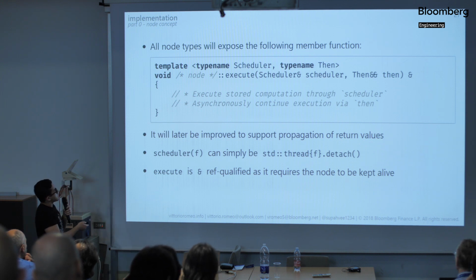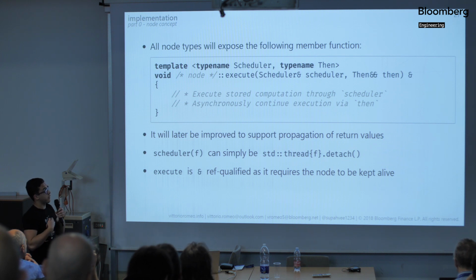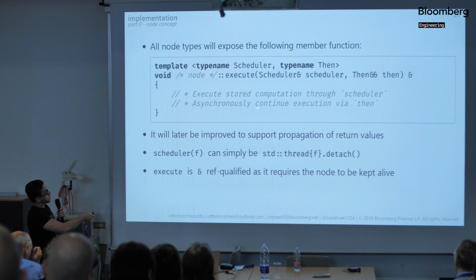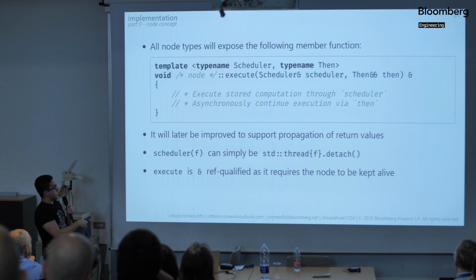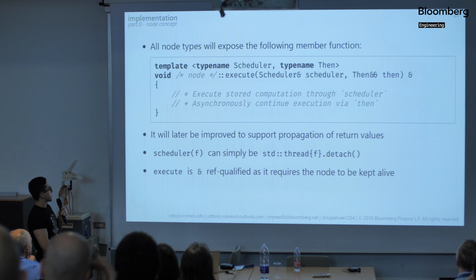In this case, what we're asking is that all the node types must expose the following member function, which will execute the stored computation through the scheduler, and the scheduler over here might spawn a new thread or be a thread pool or some GPU scheduler, and then it will asynchronously continue execution via this then function over here. So as you can see, there is no propagation of return values. This will be added later. I'm trying to keep it simple for now.